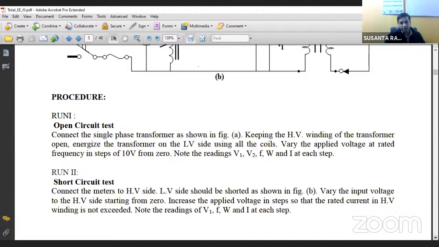So vary the applied voltage in steps of 10 volts. We start with 10 volts, then change in steps of 10 volts: 10, 20, 30, 40. This is how we have to increase the voltage up to 130 volts. 110 is the rated voltage, and we have to take readings up to 130 volts. At each step, we have to record V1, V2, W and I. So these four readings we have to take.